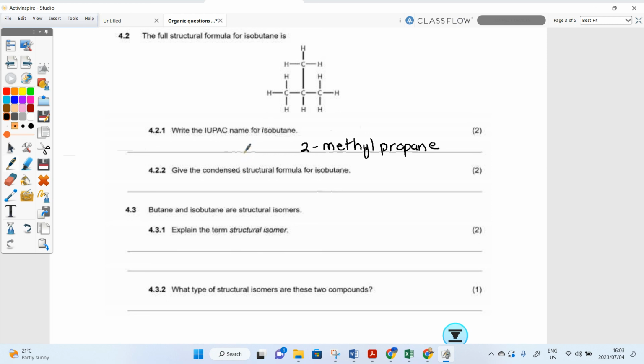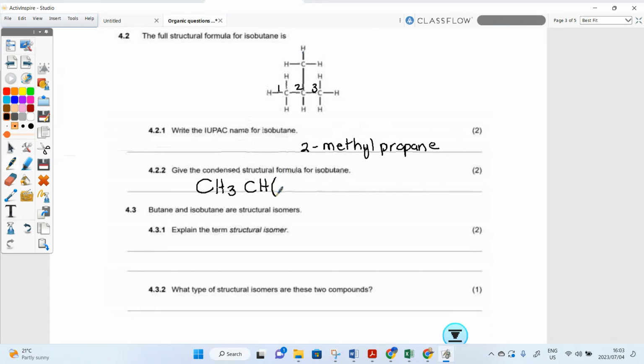In a condensed structural formula, you put the C and whatever follows. So this is our first, second, third carbon. You start with your first carbon. How many things are hanging on that carbon? Just CH3. Then we've got our next carbon. How many hydrogens does that have? One. But it also has a CH3.